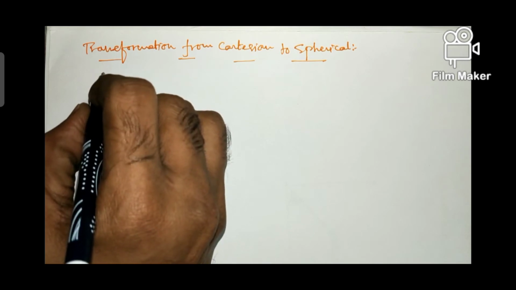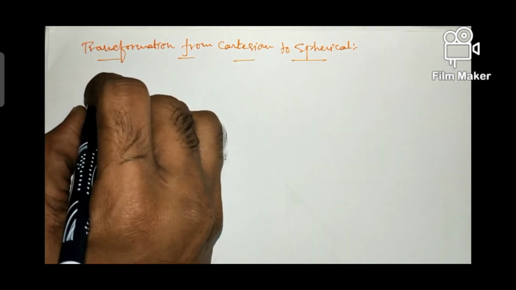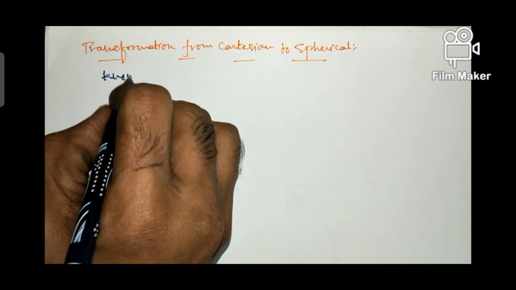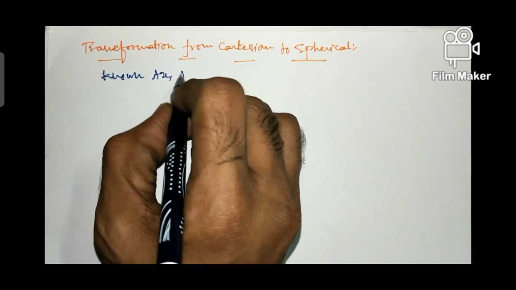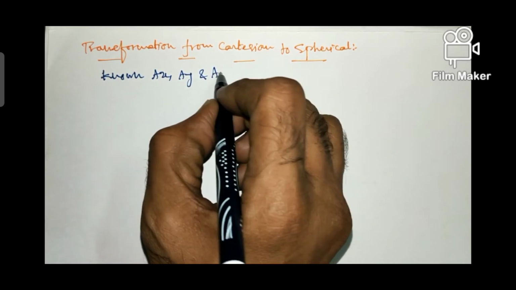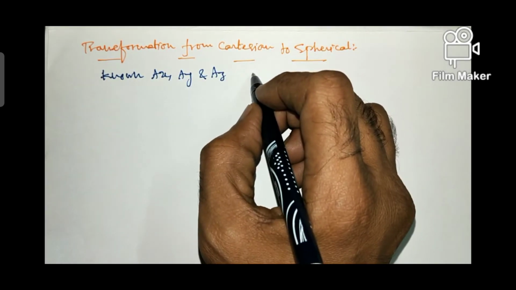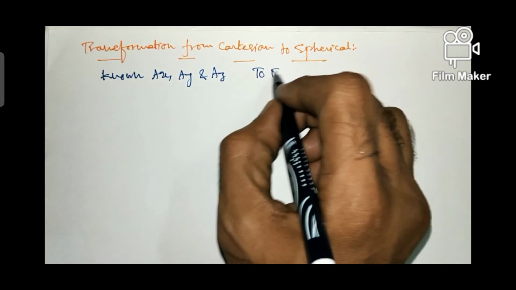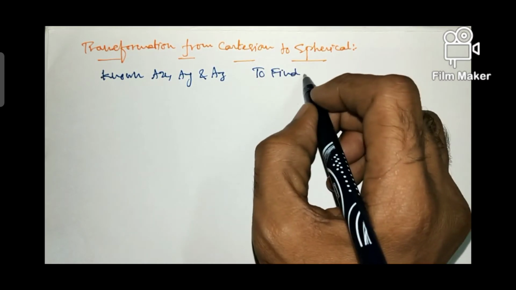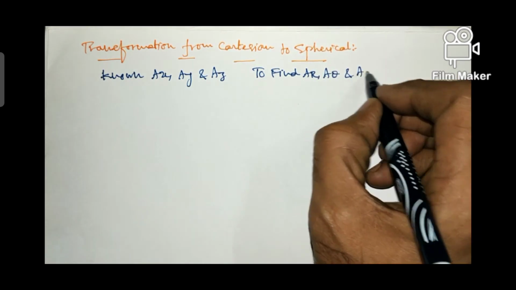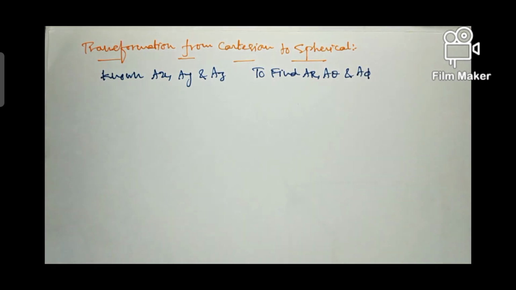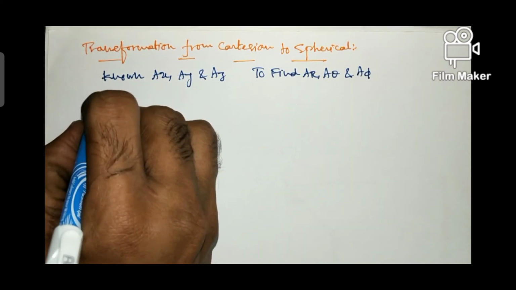Now let us have the transformation from Cartesian coordinates to spherical coordinates. Here the known parameters are a_x, a_y, and a_z. That means we are aware of the Cartesian or rectangular coordinates, and we need to find the corresponding spherical coordinates a_r, a_theta, and a_phi. Let us perform the similar dot products that we have done earlier.